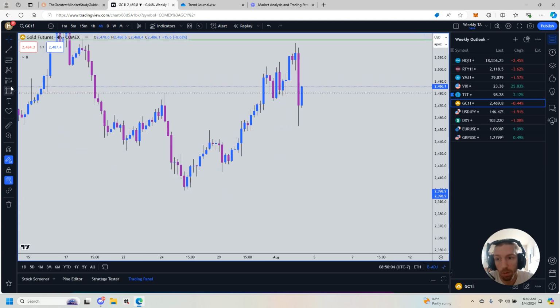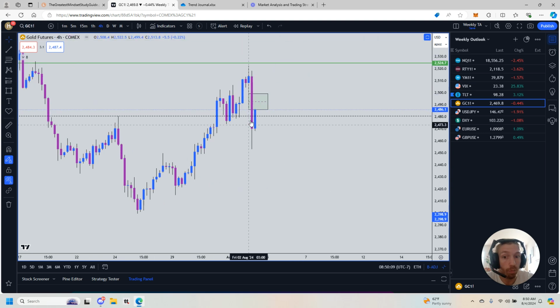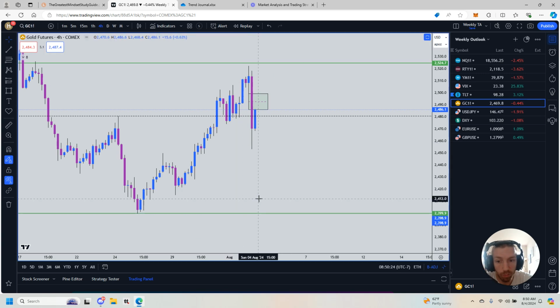We do have this fair value gap right here in the 4 hour, which makes for an easy target. If we get above this, we're looking higher. If we start respecting this fair value gap, we can't get above it, we're holding it, then we also have an inverted fair value gap right through here. Then we'll be looking down towards this 2400 level, which would be an easy level to come to.